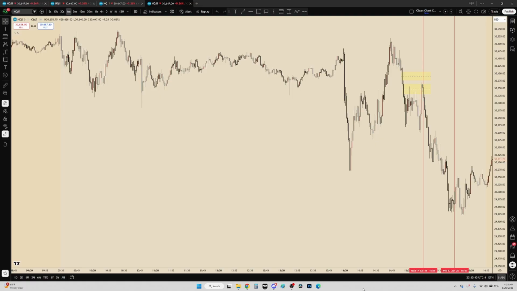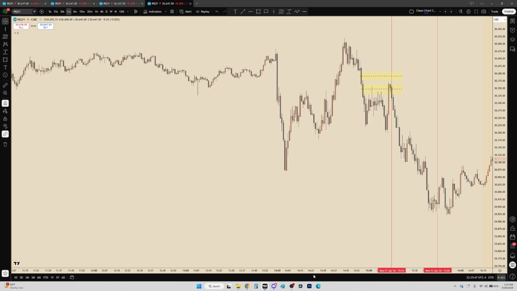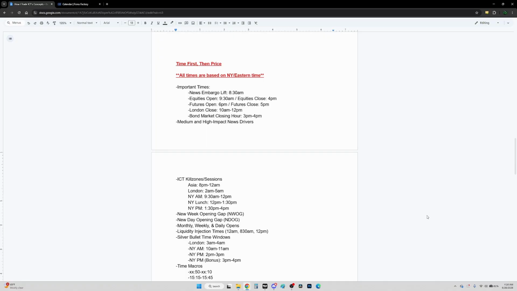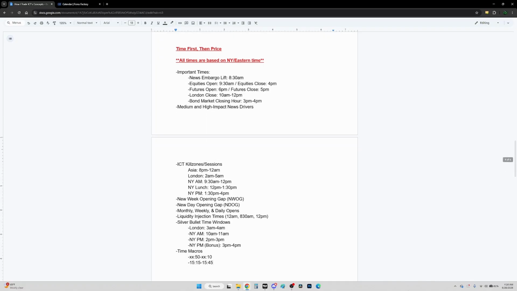I challenge you to go into your own charts and look at it yourself and see how price reacted or how price moved in those time frames. And again, all times are based on New York Eastern time. Those are the times that I focus on. Those are the time-based ranges that I focus on. And that's essentially how I use those different times whenever I'm trading throughout the day.